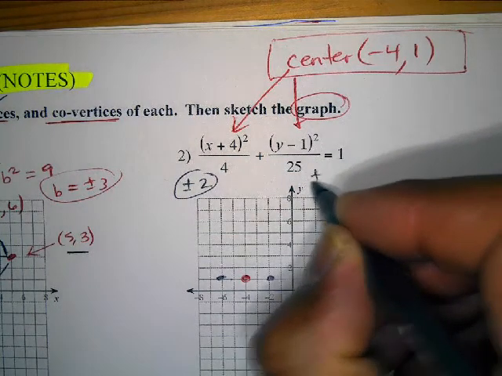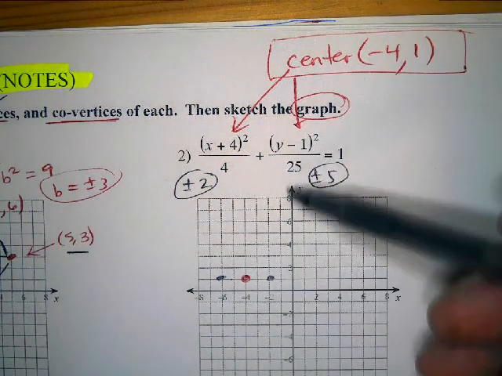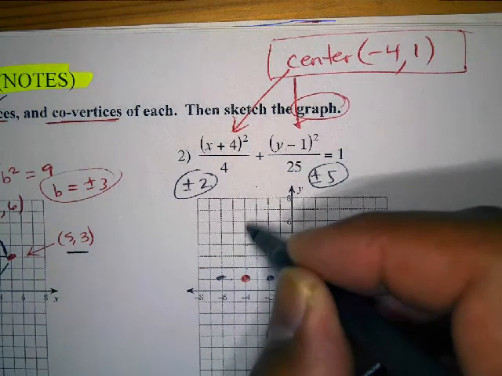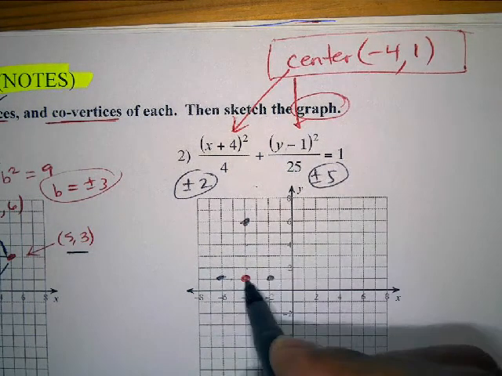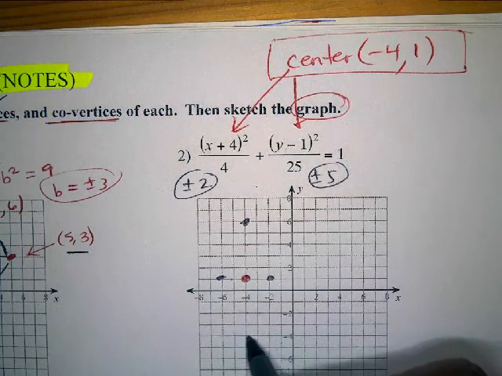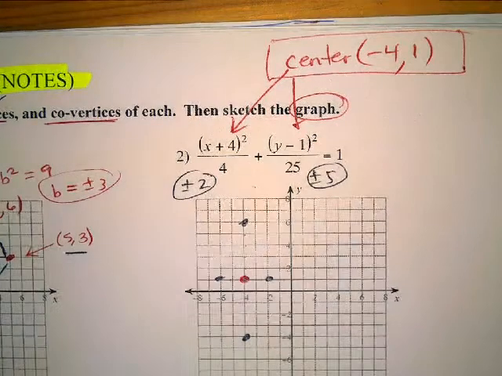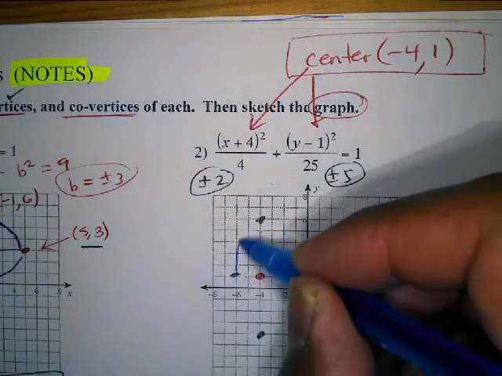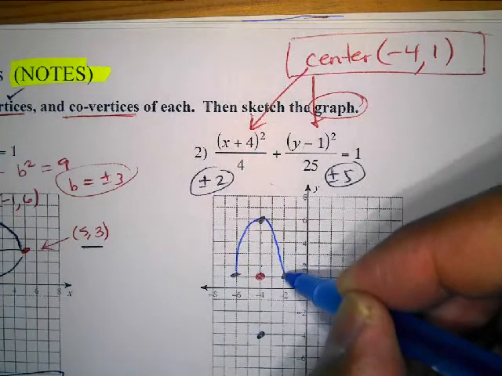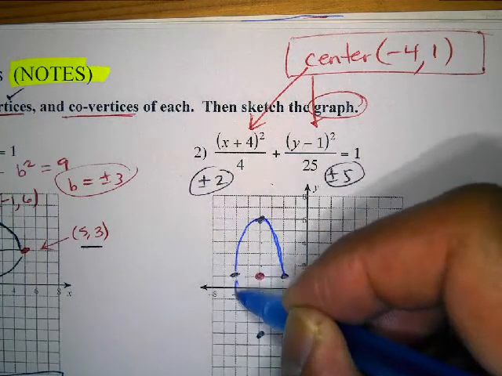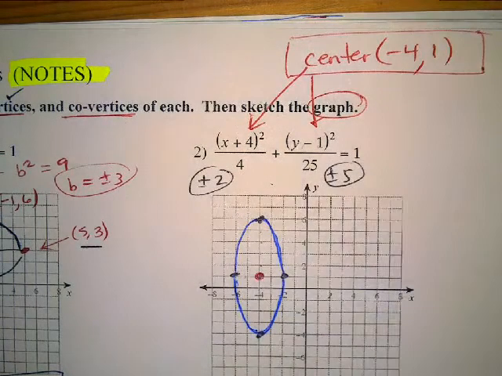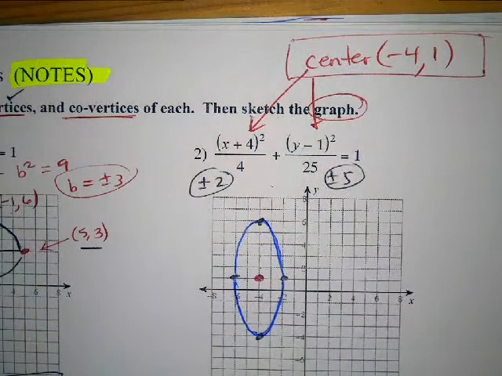Under the y is a 25, but you take the square root of 25, and that's going to be what? Plus or minus 5. So y is up and down, so I'm going to go 5 from the center. 1, 2, 3, 4, 5, and 1, 2, 3, 4, 5. I'm done. I can graph the ellipse. Do your best ellipse right there. Make it look like an ellipse.